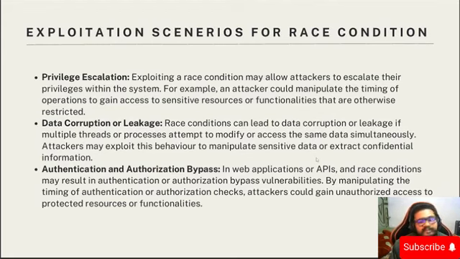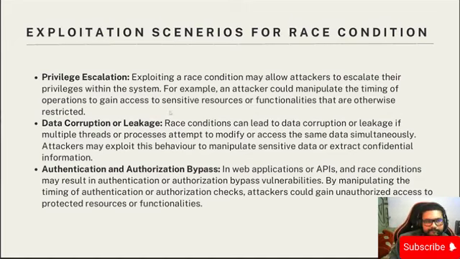You may have performed this in IDORs, insecure direct object reference vulnerabilities, where you manipulate user IDs and enter another account, or you can see other users' data. But we can perform not the very same kind of thing like manipulating the user ID; we will perform a collision, and then maybe we will be able to see other users' data. Exploiting a race condition may allow attackers to escalate their privileges within the system. For example, an attacker could manipulate the timing of operations to gain access to sensitive resources or functionalities that are otherwise restricted. Let me give you a very simple example.